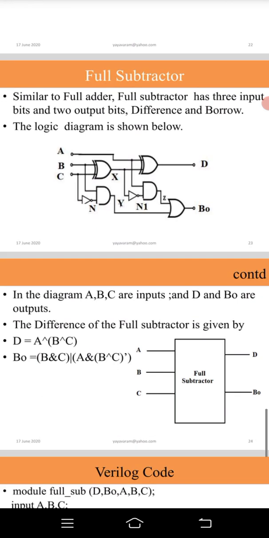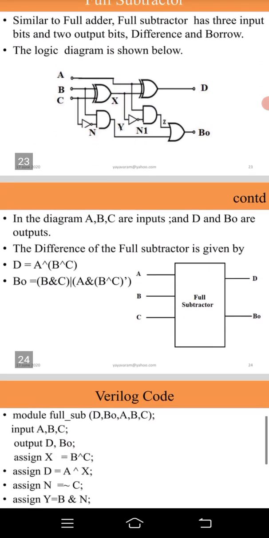In the diagram, A, B, and C are inputs and D and B O are outputs. The difference of the full subtractor is given by D is equal to A XOR B XOR C. B O is equal to B' and C, or A' and B, or A' and C. So we have the diagram of the full subtractor with A, B, C, D, B O.